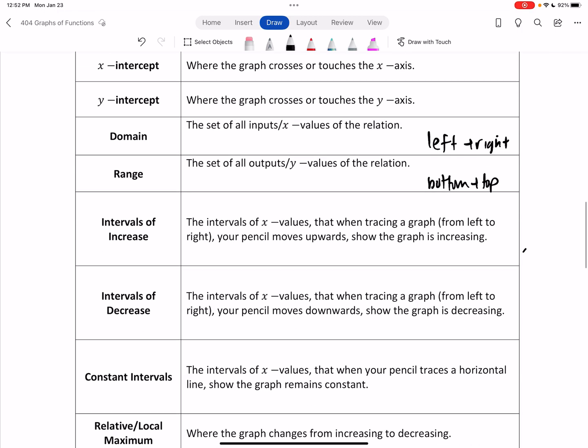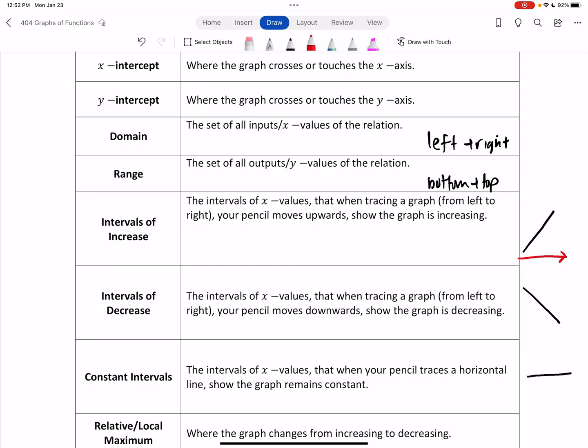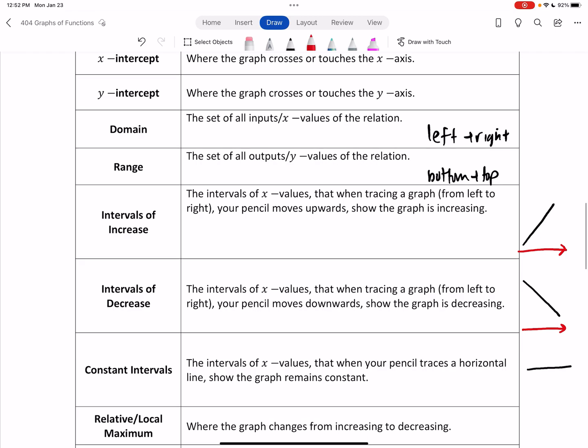Increasing, you want to think about places where the graph is sloping upwards like that. Decreasing, going down, and constant is going to be horizontal. And we always read from left to right. So you're moving from left to right. If their y values are getting bigger, it's increasing. If they're getting smaller, it's decreasing. And if they're staying the same, it's constant or horizontal. All of these things are written in interval notation.